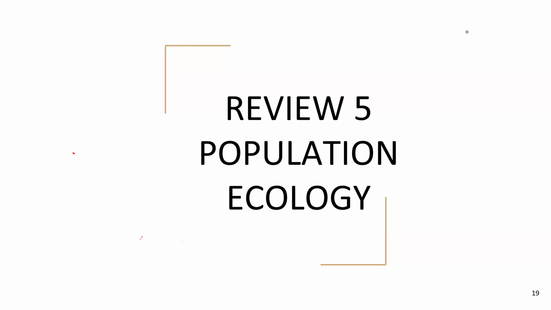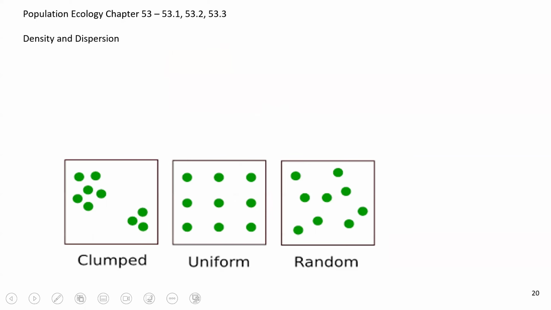This is the fifth review video on ecology, and we're starting in population ecology here. First thing we talked about was density and dispersion. Density is the number of organisms in a given area, and you just take the value of your organisms, divide it by the area to get organisms per whatever your unit is.